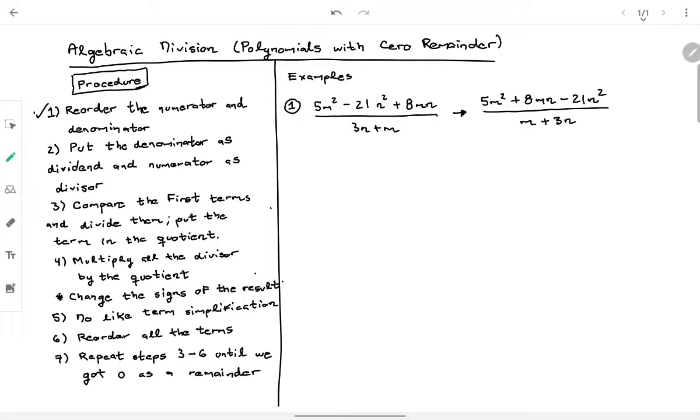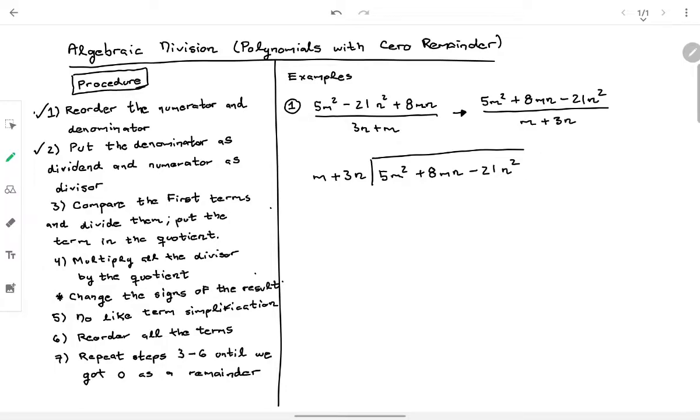We continue with step number 2. It says put the denominator as dividend and numerator as divisor. So we can put it like 5m squared plus 8mn minus 21n squared. Then as the divisor, we are going to put m plus 3n. So we have finished step number 2.